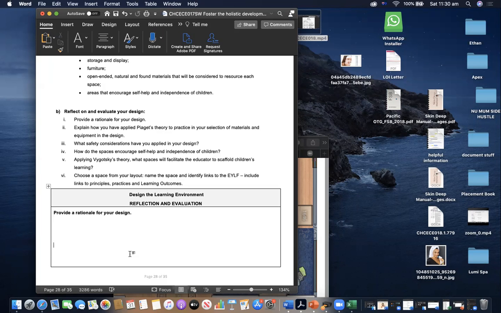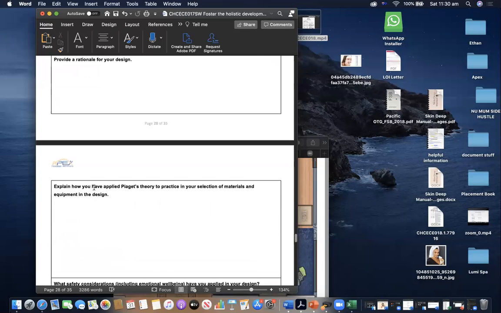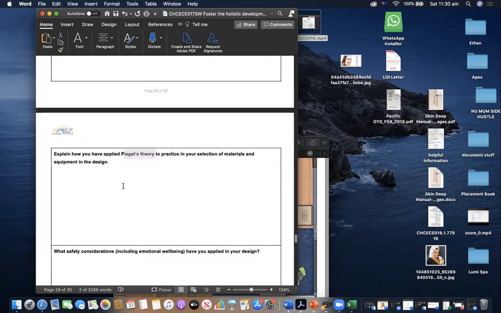Question number 2, which you can answer in here. Explain how your design has adapted Piaget's theory in selection of materials and equipment and design. You need to link it to Piaget's theory. If you don't have it linked, I'm going to fail you. It must be linked to his theory and why you've chosen the equipment and products in your classroom.